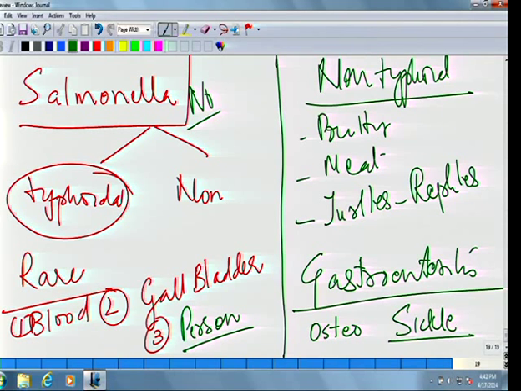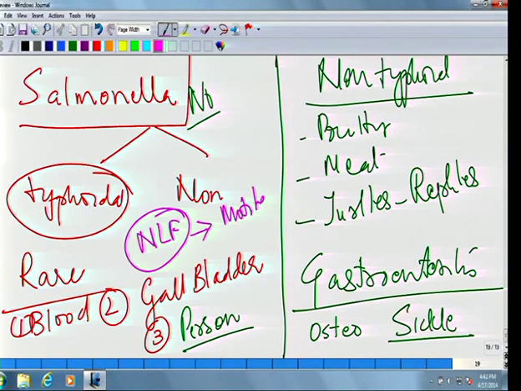Okay, so what are the characteristics of Salmonella? It's a non-lactose fermenter. It is motile and it produces H2S. 1, 2, 3. These are the three characteristics.